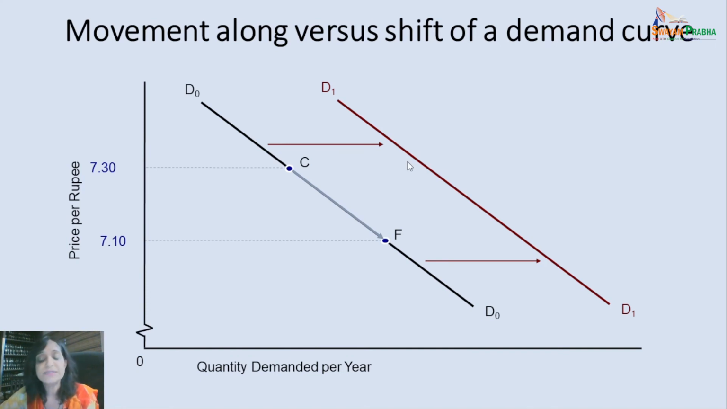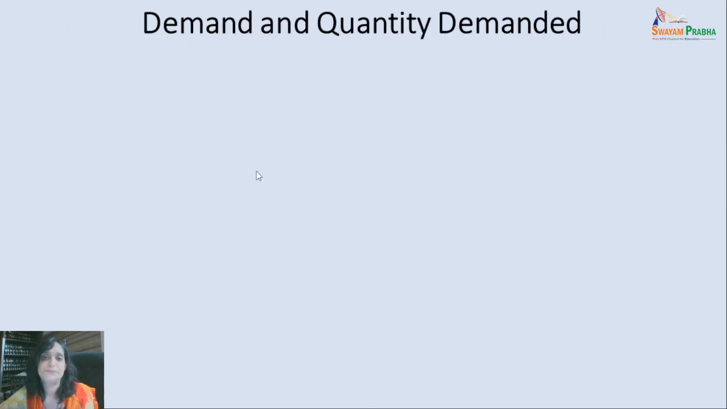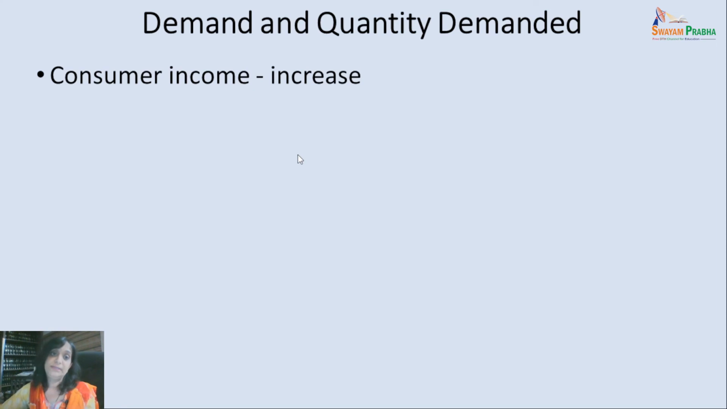So shift, my dear learners, is taking place because factors other than the price are changing. When consumers buy more, the demand curve will shift outside. When consumers are buying less at the same price level, the demand curve will shift inside. Let us see this again. So in the previous example, we have seen that the demand curve has shifted outside.